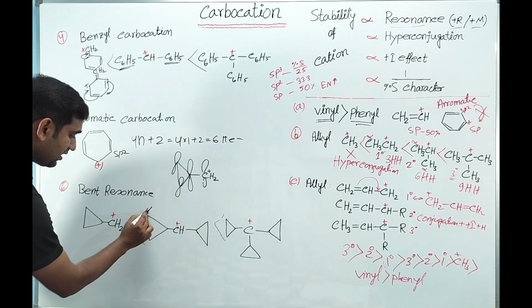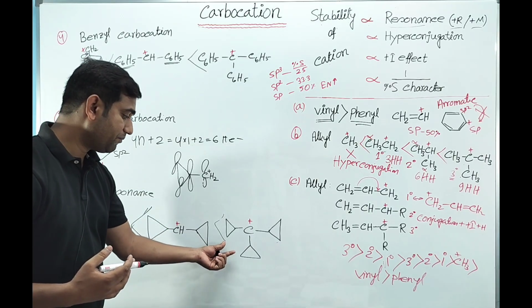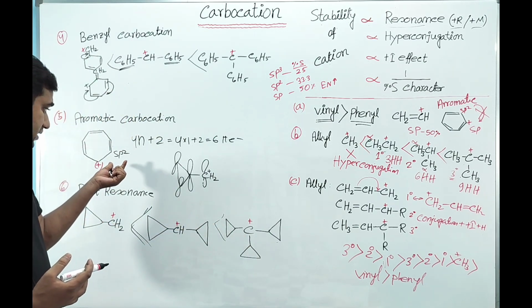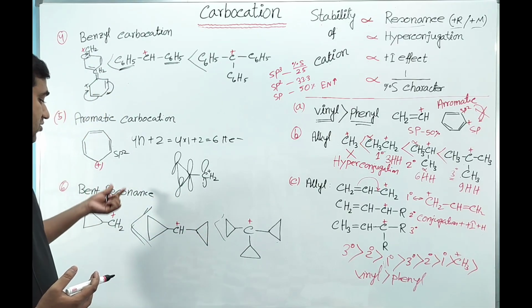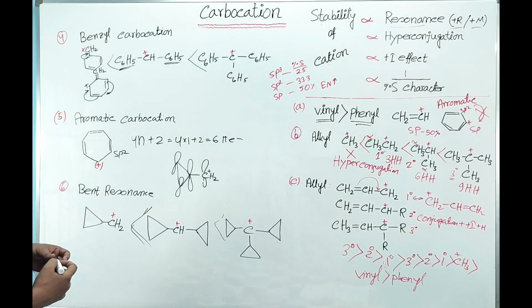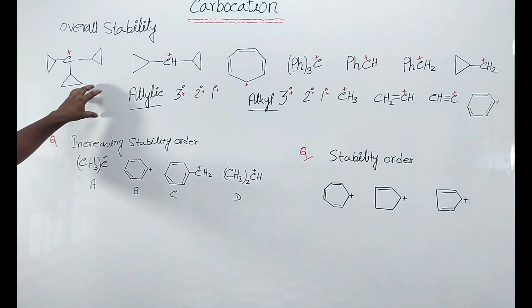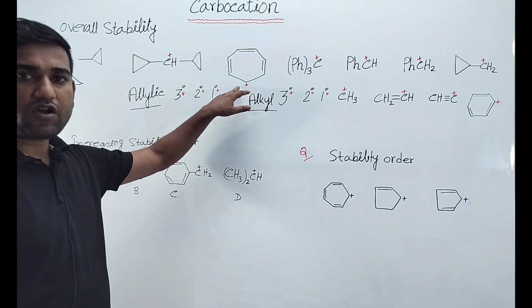And also remember, this stabilization is higher than if you compare with the tricyclopropyl methyl carbocation with aromatic. This carbocation is more stabilized than that. This is called the bent resonance, and this is stabilized by the cyclopropyl bent orbital with the carbocation empty orbital. So overall, if you compare the stability order of carbocation, first one is tricyclopropyl methyl carbocation, then dicyclopropyl methyl carbocation, after that aromatic, this tropylium cation.